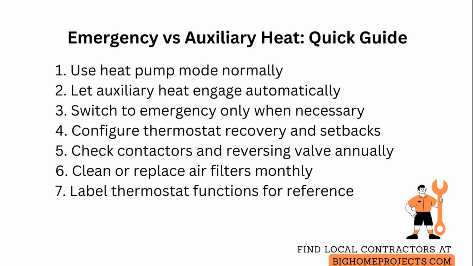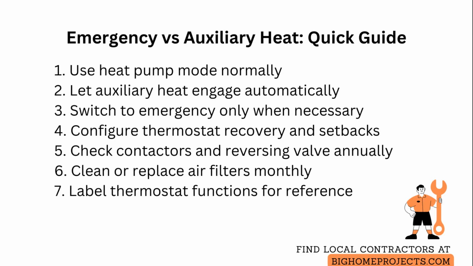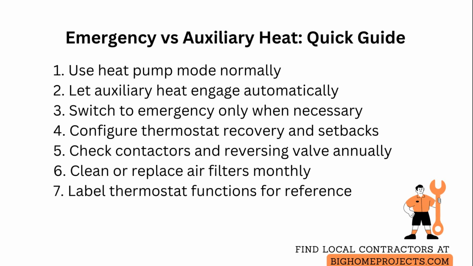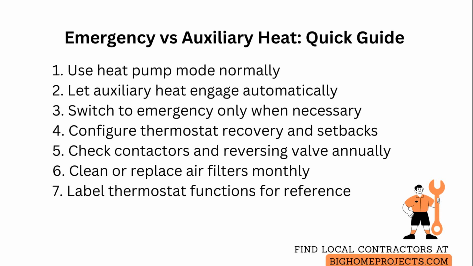To use these correctly, set your thermostat to heat pump mode for normal operation, and let auxiliary heat engage automatically. If you switch to emergency heat, the thermostat disables the compressor and relies solely on the backup heat source until you switch back. When setting a programmable thermostat, configure longer recovery times and conservative temperature setbacks so auxiliary stages do not cycle excessively and raise energy use.